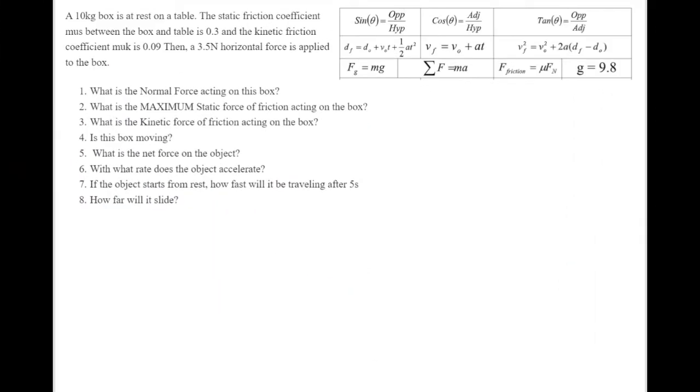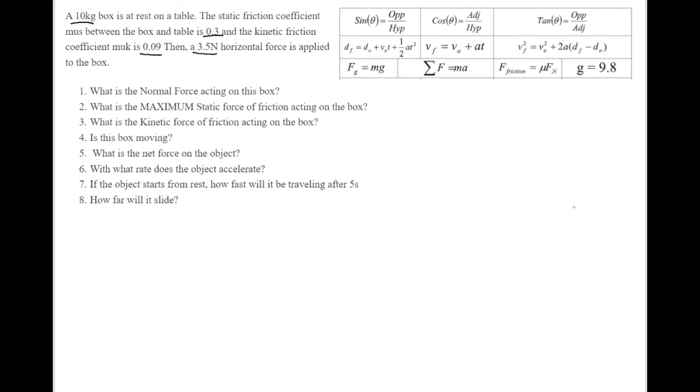Let's take a look at one of our harder problems now. This one says a 10 kilogram box is at rest on a table. The static friction coefficient mu s between the box and the table is 0.3, and the kinetic friction coefficient is 0.09. A 3.5 Newton horizontal force is applied to that box.